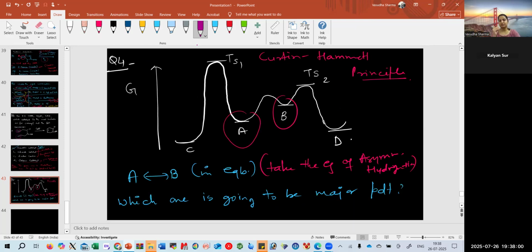In this way, your questions can be framed in assignments and in future papers. And this is the fourth question that I've given you for homework. Using the same example, I've just changed a bit with the transition states, energies, and all those things, and you need to find out which one is going to be the major product and what the reason for that is. So if there is any question, please let me know. Otherwise, we can end the session.